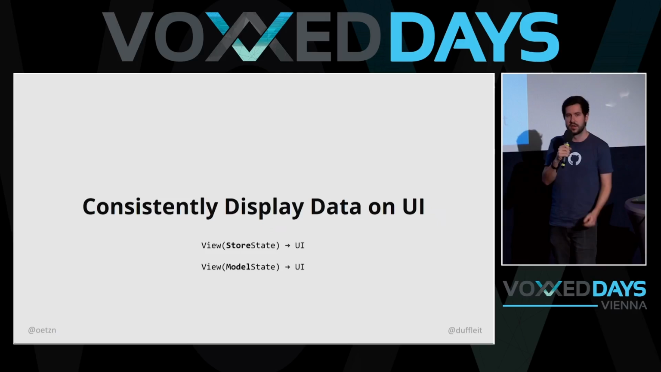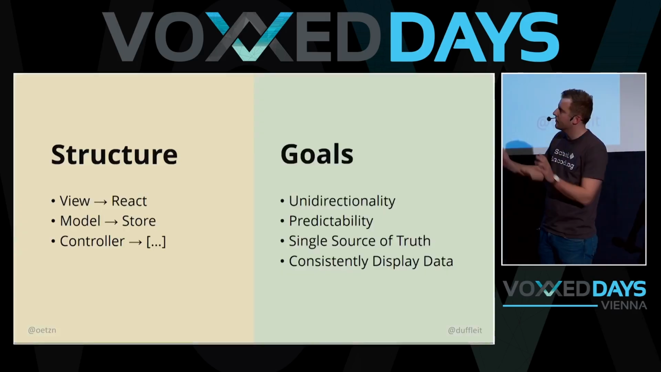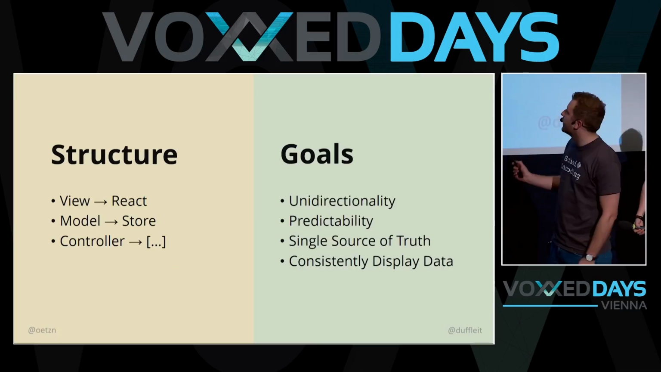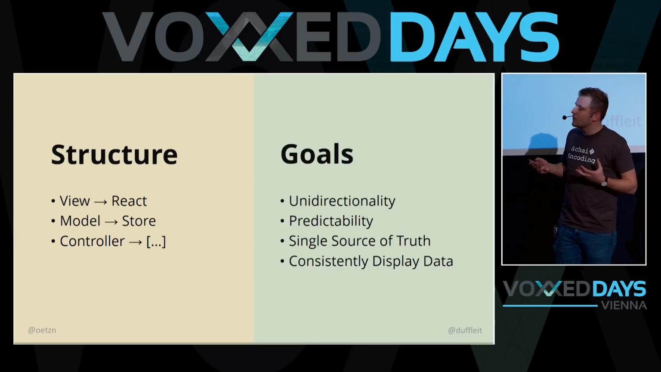So what we basically said is it's all the same. Structure-wise, view is React, model is store, controller is some array of React components, and the goals are the same. Both fulfill some kind of the same goals. Maybe Redux and React are more opinionated to achieve these goals, but basically the goals and the structure are mappable. So what we say is that what you can achieve with MVC can also be achieved with Flux. So does anyone remember the title of this talk?